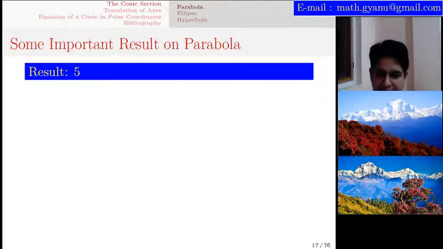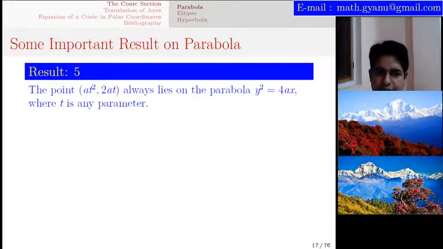Result 5: the point (at square, 2at) always lies on the parabola y square equal to 4ax, where t is any parameter. So we call (at square, 2at) the parametric coordinates of the parabola y square equal to 4ax. This coordinate will sometimes be helpful for us. Whatever value of t you choose, you will find the point lies on the parabola using this formula (at square, 2at).